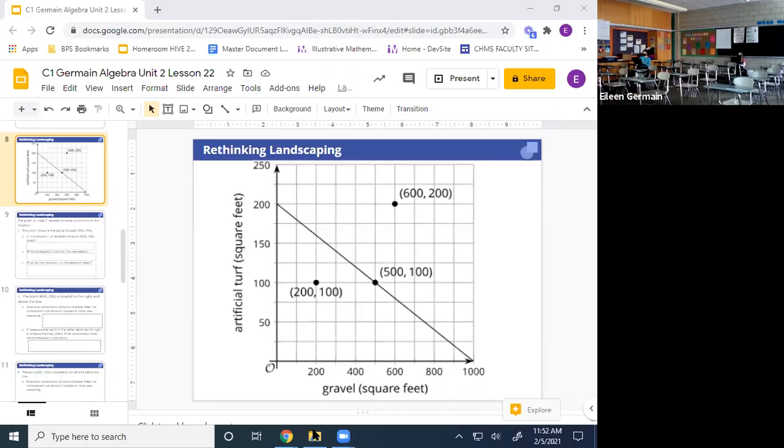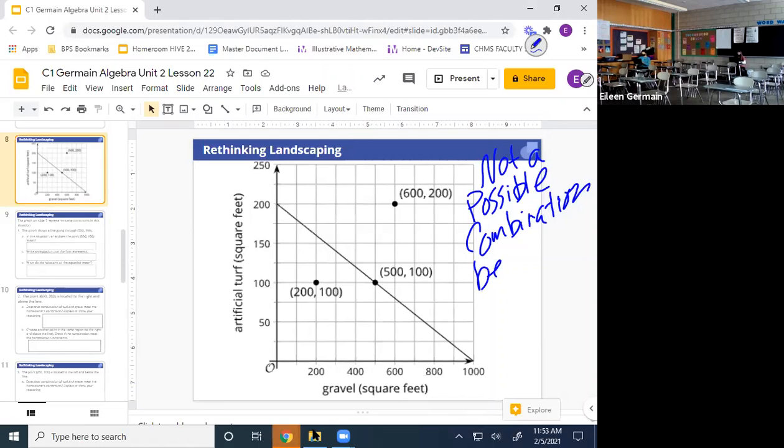Let's take a look at Kyle's explanation for this one. So Kyle said for number 1 that the point 600 comma 200 is not going to be a solution, not a possible combination, because it goes over the budget. Okay? So he said that 600 comma 200 is not going to be a combination because it's going to go over the budget. How did you know it goes over the budget?